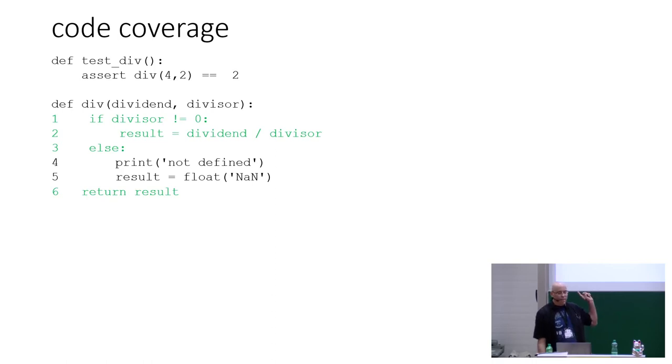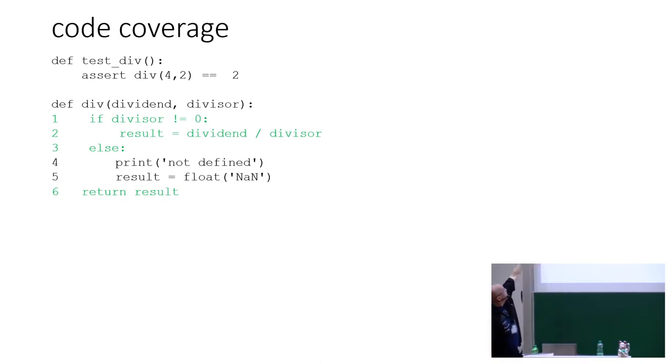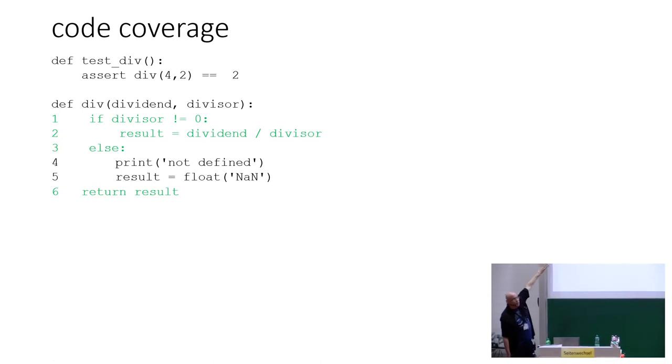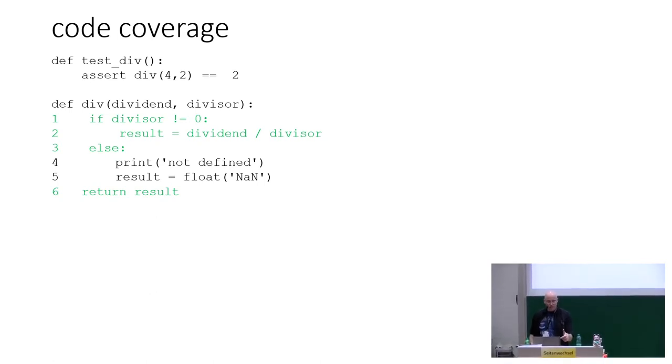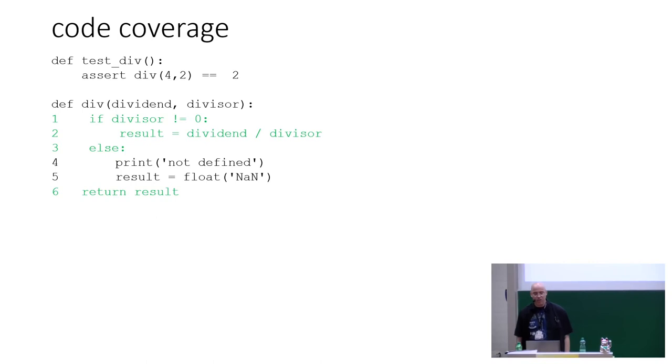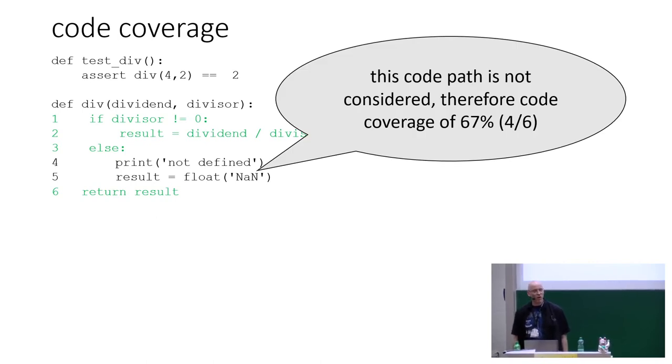So what we learned before is we should come close to 100%. So let's go into this and have a look at why we have only 67% here. Well, if you have a look at the unit test here, then you see the second parameter differs from 0. So we have the green code path. This is checking if it is not 0, doing the actual division. It doesn't go through the else path, and then it returns a result. So this is 4 out of 6 lines, and that's your 67%.